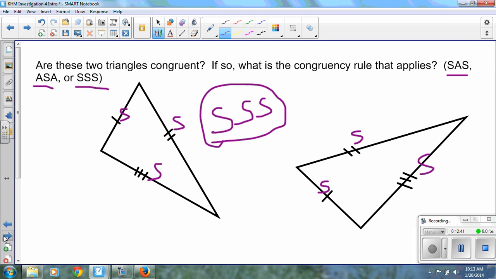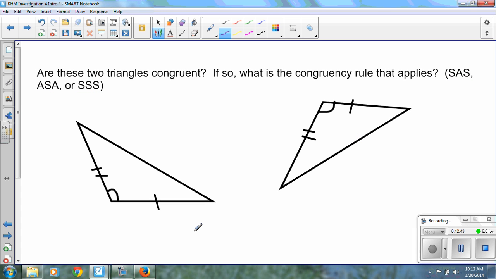All right, let's try the next one. All right, how about these? Are these 2 congruent? If so, pick your rule, SAS, ASA, or SSS. All right, let's take a look.